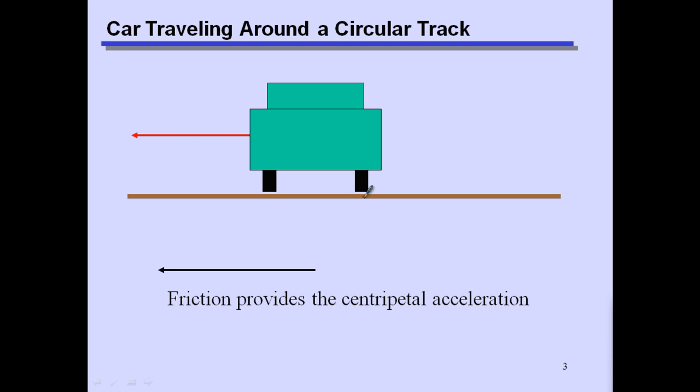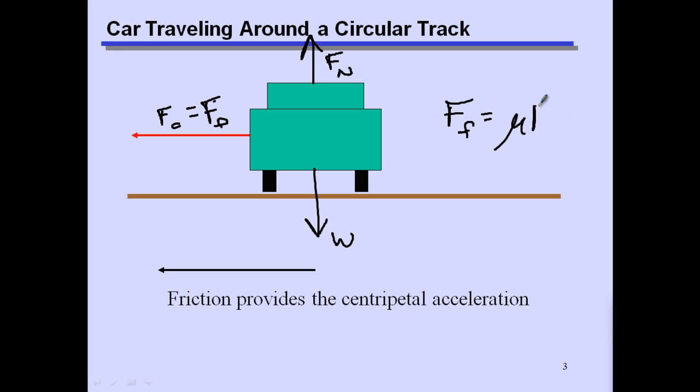So for drawing a free body diagram for this guy, here's our centripetal force going this way. Here's our weight of our car. Here's our normal force. So remember, centripetal force, it's always some other force. So in this case, it's the force of friction, because friction provides a centripetal acceleration in this case. So we got weight, we got normal force. If you remember, our frictional force equals mu times F sub n.